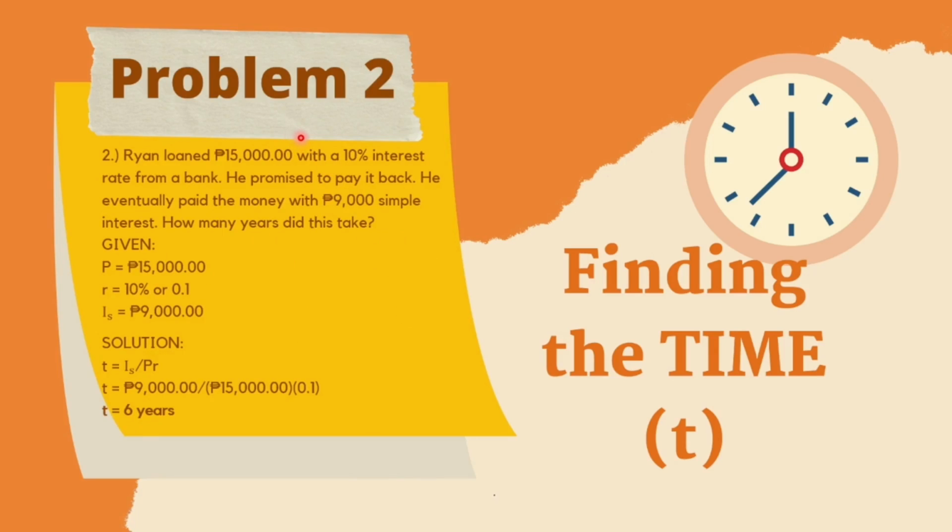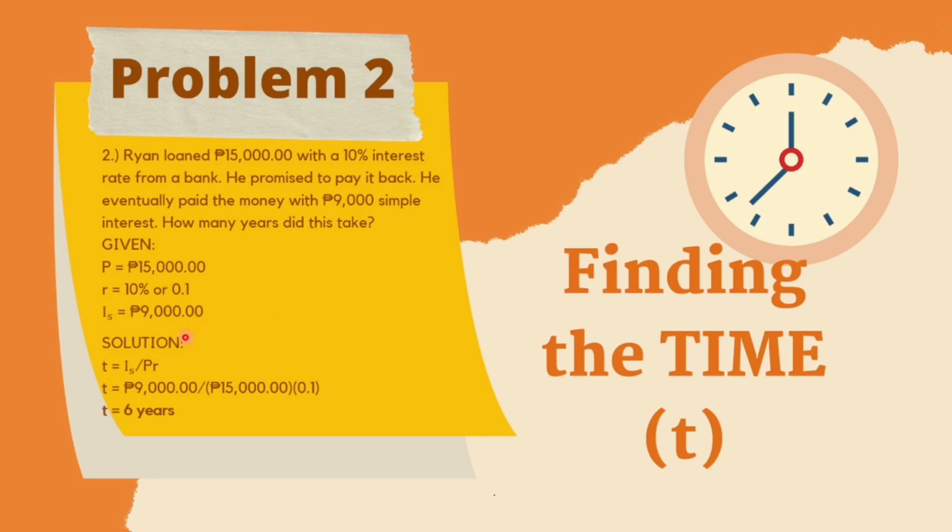So for problem number 2, Ryan loaned 15,000 pesos with a 10% interest rate from a bank. He promised to pay it back. He eventually paid the money with 9,000 pesos simple interest. How many years did this take? So after analyzing, we can extract the given here. Principal of 15,000, a rate of 10%, or divided by 100 becomes 0.1, and the given simple interest is 9,000 pesos.